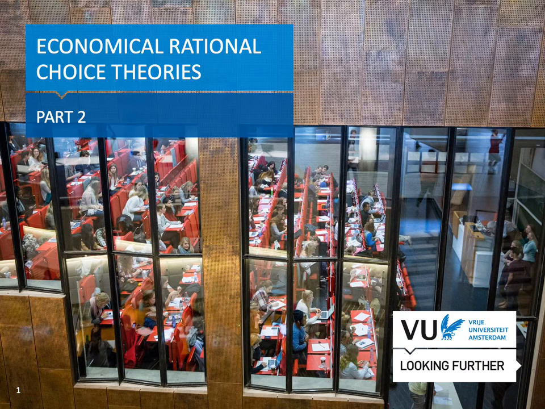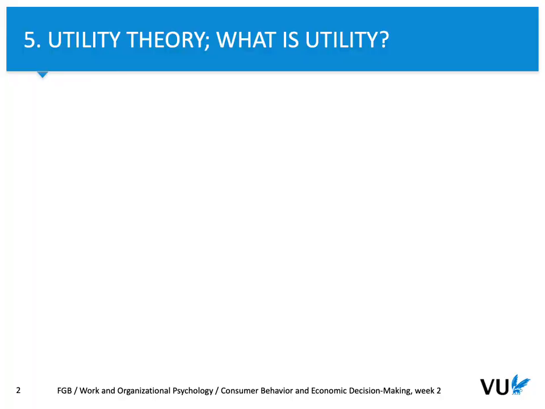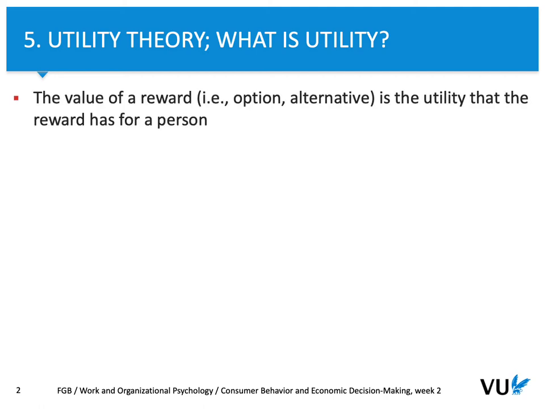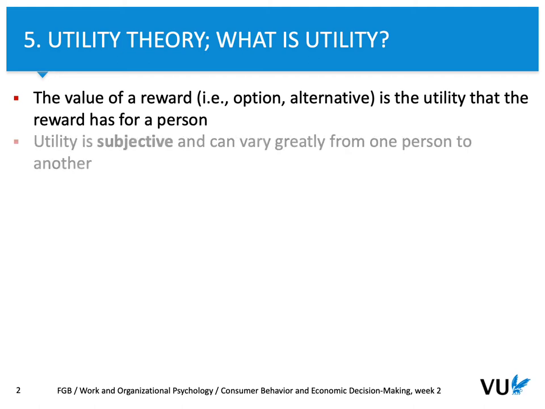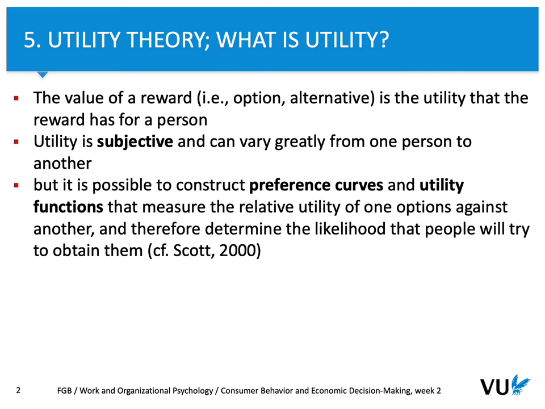Now we are going to focus on utility. Utility can be considered as an element of rational decision making. Let's focus on utility theory and start with defining what is utility. The value of a reward is the utility that the reward has for a specific person. That's pretty simple. What's more important is that utility is subjective and can vary greatly from one person to another one.